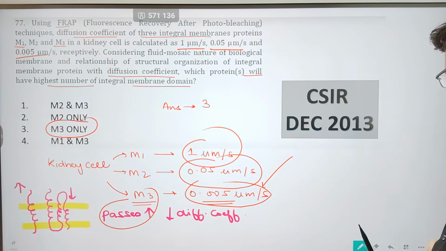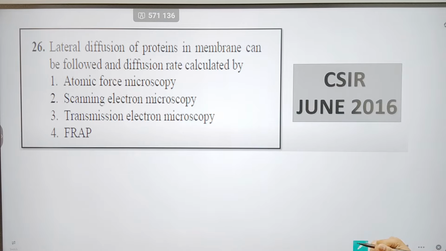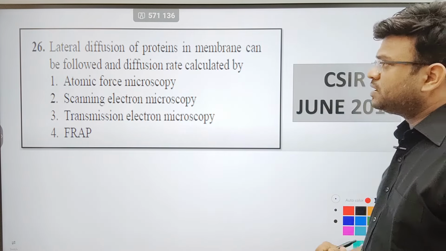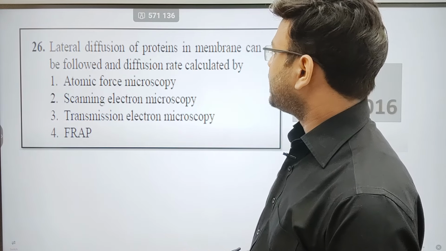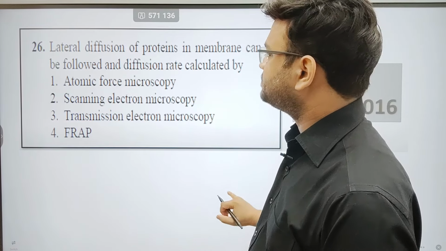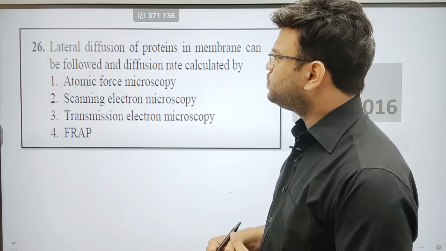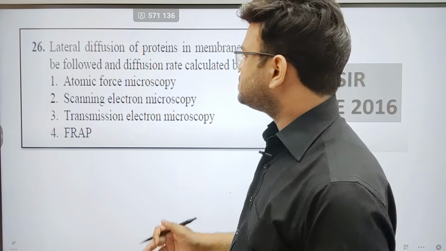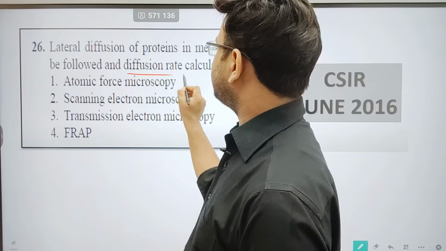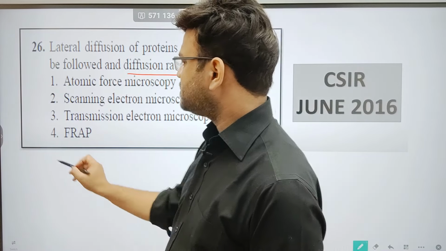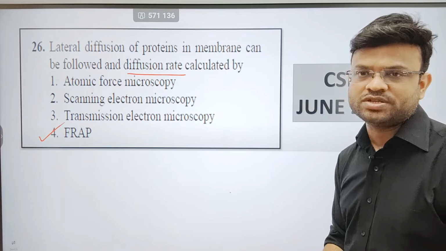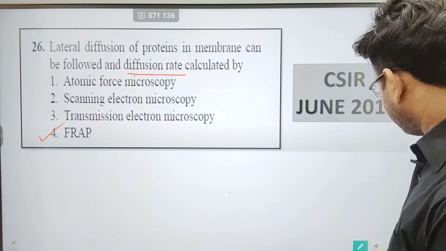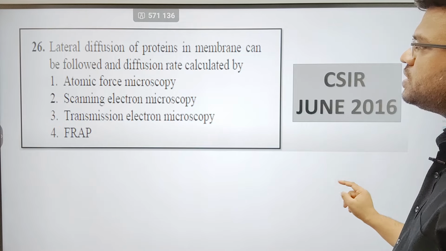Now let us move on to the next question. This is another question asked in CSIR June 2016. Lateral diffusion of proteins in membranes can be followed and diffusion rate calculated by which of these techniques? Obviously we have already studied this. Diffusion rate will be calculated by FRAP, fluorescence recovery after photobleaching, the fourth option. Now let us move on to the next one.